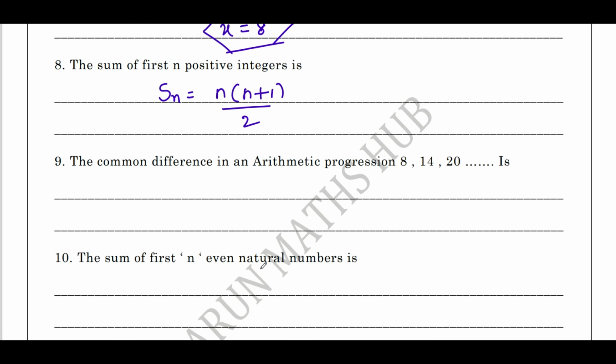The common difference in an arithmetic progression is what? Common difference D equals A2 minus A1. That is, D equals 14 minus 8, we get 6. You can do it.